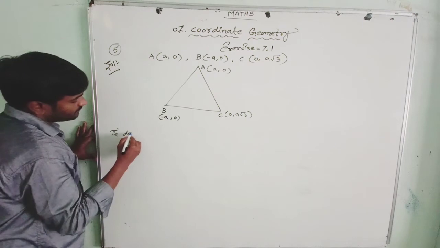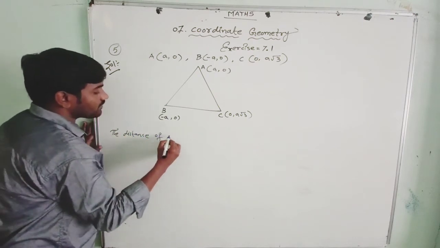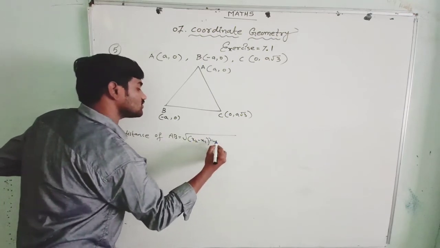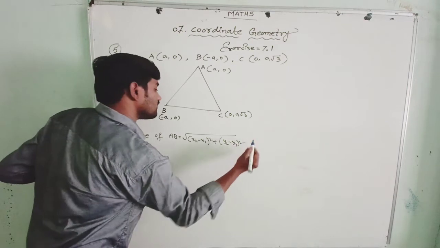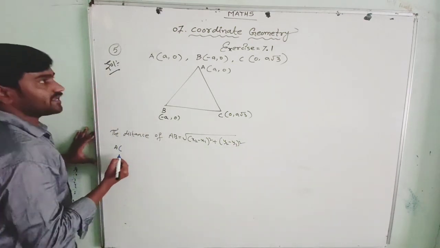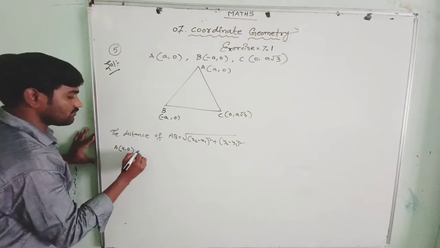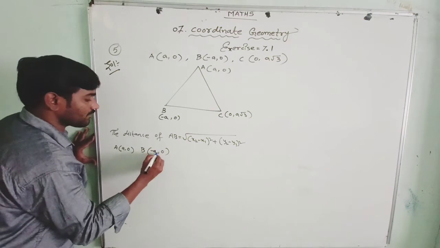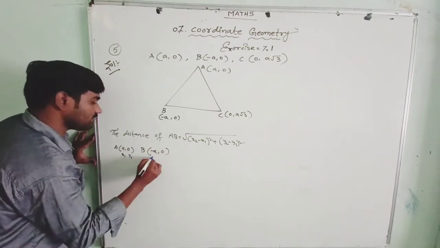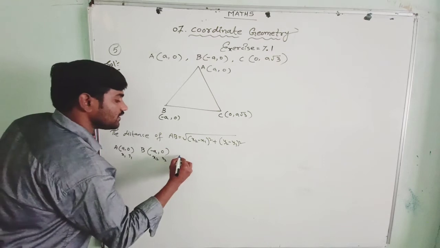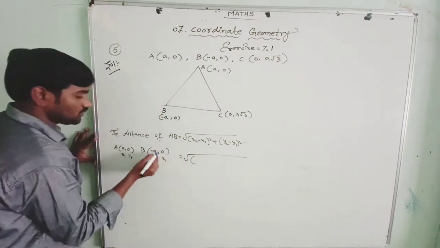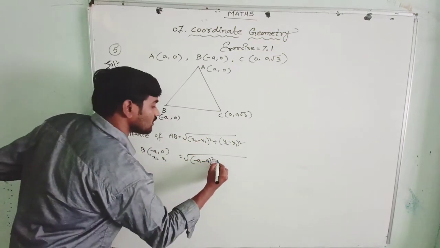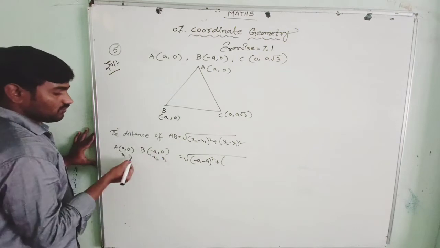The distance of AB equals under root of (x2 minus x1) whole square plus (y2 minus y1) whole square, where point A is (a, 0) and point B is (minus a, 0). Here (x1, y1), (x2, y2). Let us find here x2 that is minus a, minus x1 that is minus a, whole square plus y2 minus y1.